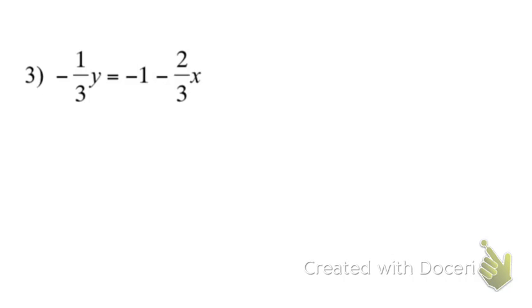Okay, next, example number 3. Okay, we have another equation with some fractions in it. So, I don't really like to work with fractions. Okay, I'm going to go ahead and get rid of these fractions so that I can write my final equation in slope-intercept form, which is in the form of y equals mx plus b.